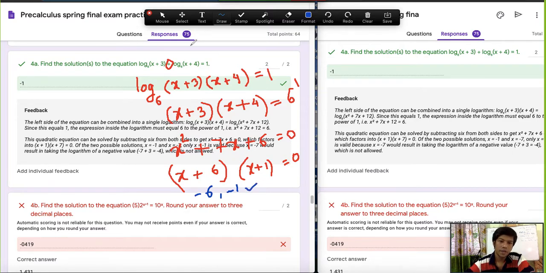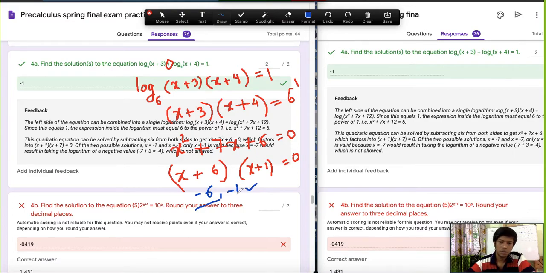Only minus 1 is correct because if you put minus 6 here, see, minus 6 plus 3 equal to minus 3. And a log of a negative number is not possible. If you do it in the calculator, any log of a negative number is not possible. The calculator will say math error. So that negative is not possible. This is a sensitive thing. Maybe you will get the correct answer, then you will write minus 6. Of course, then you will get half marks, not the full marks.